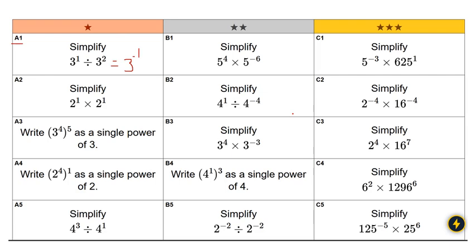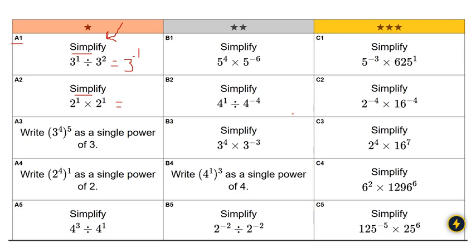Now, because it says simplify here, I'm going to leave it as a power of 3. Whenever it says simplify, leave it as the power that it is, unless it says otherwise. If it says evaluate or work out, then my answer would be 1/3, or 0.3 recurring. But because it says simplify, I'll leave it as a power of 3.